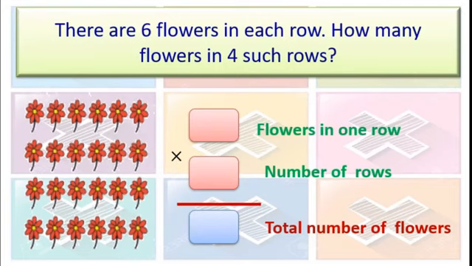Okay, we will write how many flowers in one row? 6. How many rows are there total? 4. So we are going to use 6 times table. 6 4s are 24. Yes, there are 24 flowers all together.